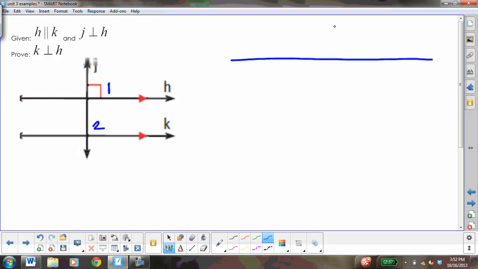In this particular picture, h and k are parallel lines and j would be a transversal. So 1 and 2 are congruent to each other because of corresponding angles. So that means that angle 2 also has to be at a right angle. So j and k would then have to be perpendicular because they meet at a right angle. So I just have to get that thought process into my proof.